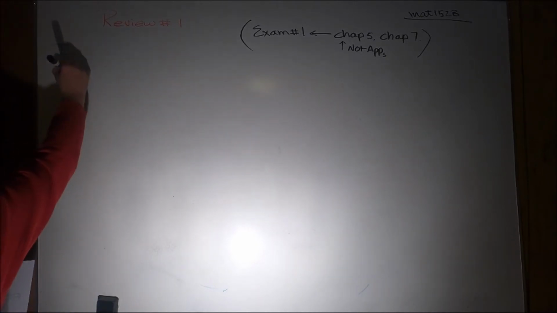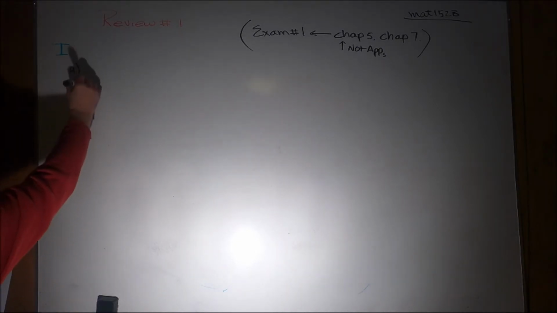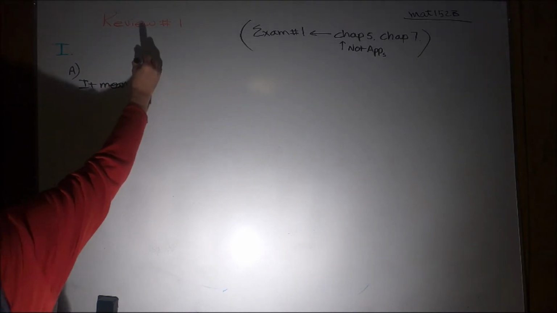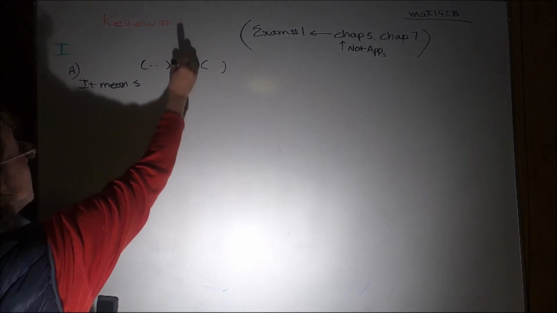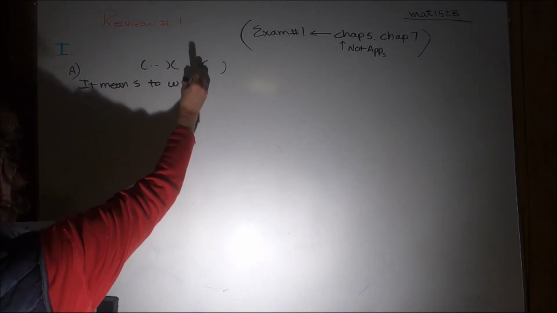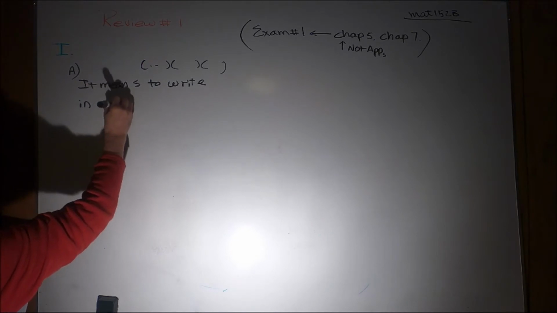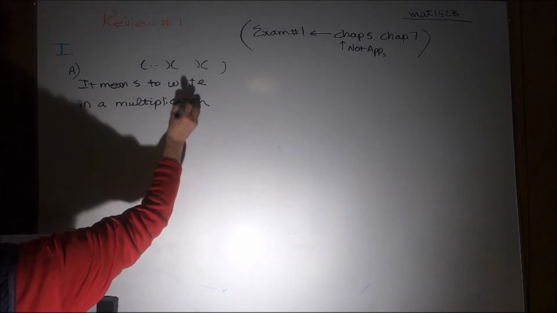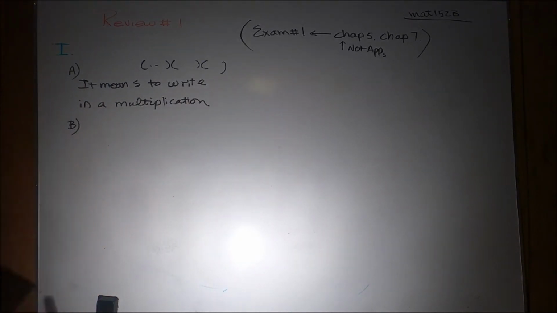For your exam, we will also ask you some definitions. You need to know what they mean, right? For the first one, what do we mean by to factor? It means you write something broken down, you write something multiplying together. It means to write in a multiplication, to write as a product.